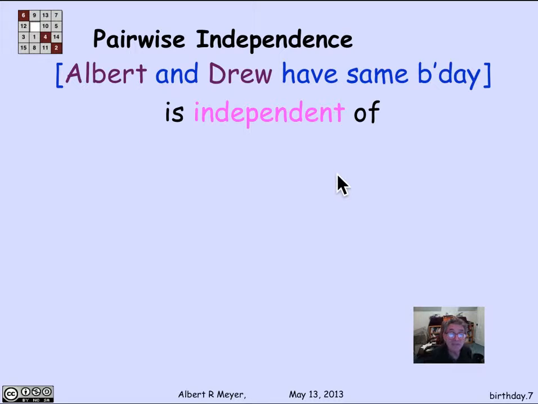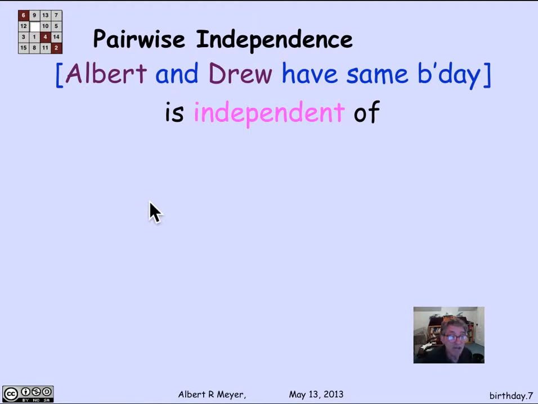So let's think about the indicator variable for the event that the ith and the jth people have the same birthday. Let's call them Albert and Drew. So Albert's the ith person, Drew is the jth person, and I'm interested in the event that Albert and Drew have the same birthday.